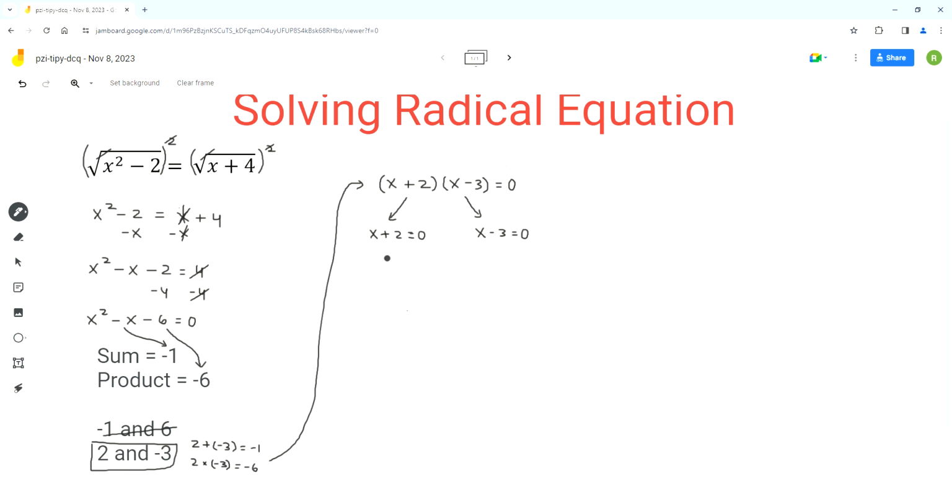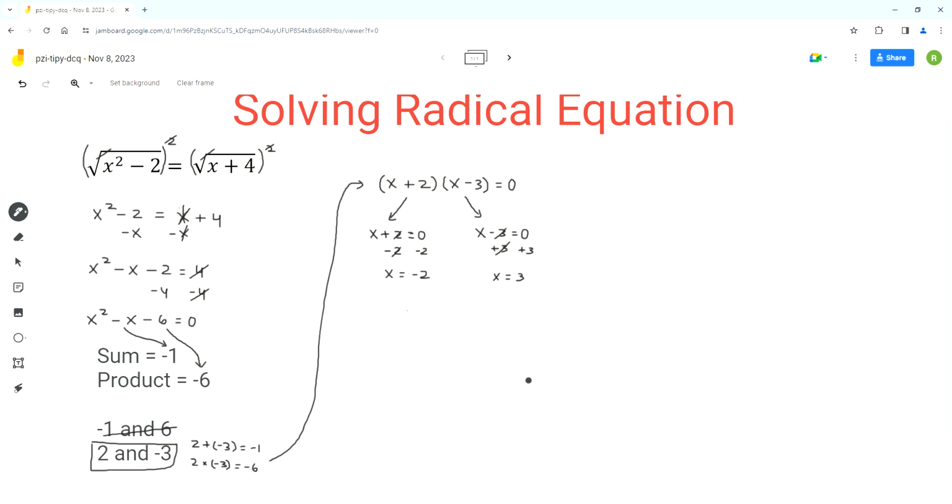So from the first case, we can subtract 2 from both sides to isolate the x. So the 2's on the left side cancel each other out. So we get x equals 0 minus 2, which is equal to -2. So that's our first solution. So for the other one, we add 3 to both sides to isolate x on the left side because -3 and positive 3 cancel each other out. So we are left with x equals 0 plus 3, which is equal to 3. So this is our second solution.